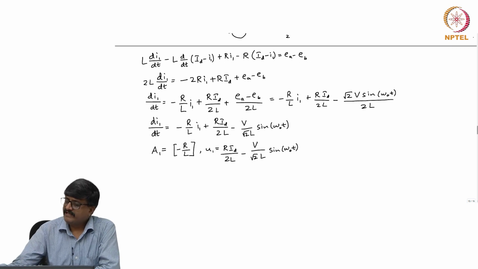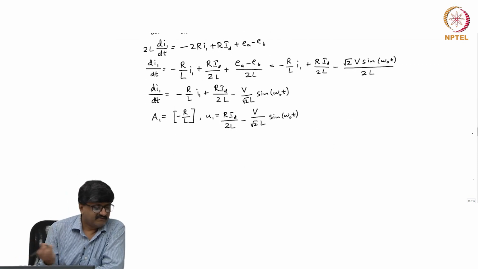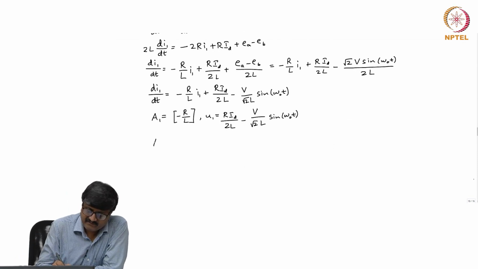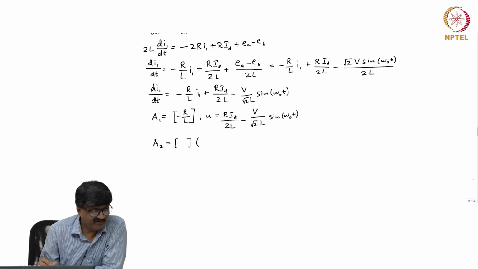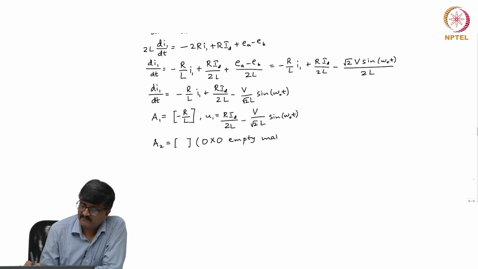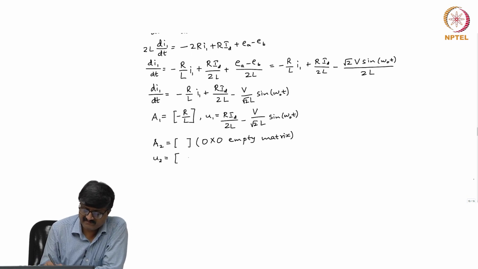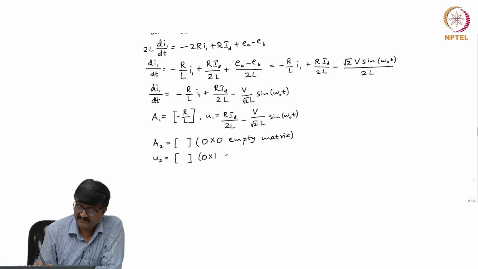So, we have got x1, we have got x2, we have got A1, we have got U1. So, since x2 is an empty matrix, A2 is also an empty matrix. A2 is a square matrix. So, the size of A2 is 0 cross 0. And U2 is also an empty matrix, the size is same as that of x2. So, it is a 0 cross 1 empty matrix.